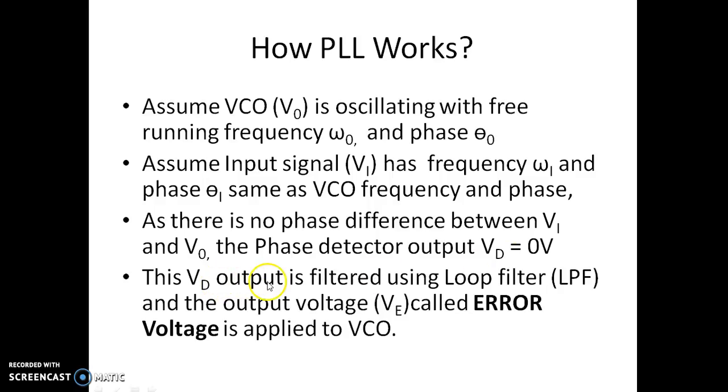Now this VD is filtered using a loop filter, which is a low pass filter, and the output voltage VE, called the error voltage, is applied to the VCO. Now in this particular case, since the error voltage is 0 here, the VCO will be getting no correction, so it operates with the earlier frequency of omega naught, so it will keep tracking the input signal.